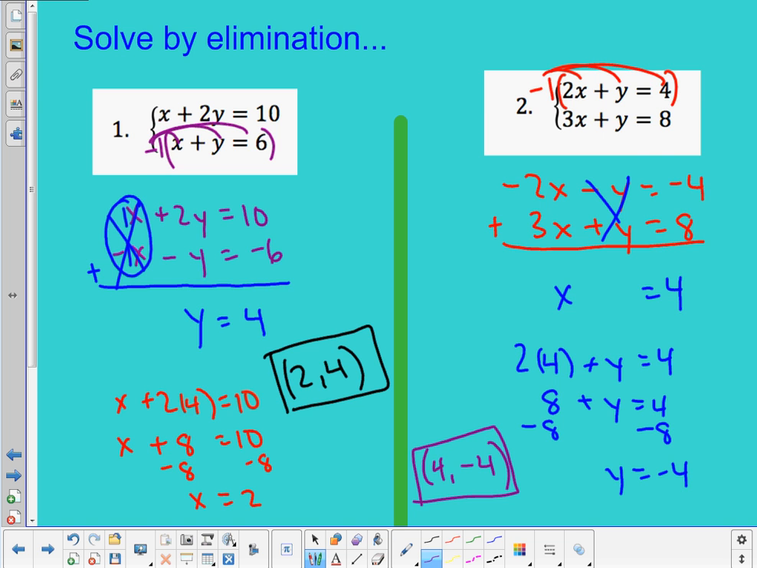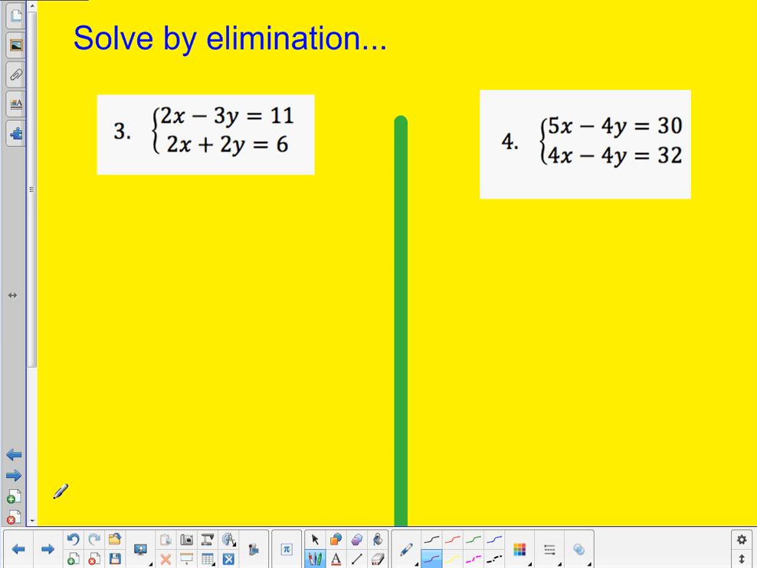Okay, let's try number 3. In number 3, I have 2x minus 3y is equal to 11, 2x plus 2y is equal to 6. I notice that the x terms have the same coefficient, it's just that they're both positive. I need one of them to be negative. So again, I'm going to distribute a negative 1 through the bottom equation. It doesn't matter which one I pick because I just need it to be negative.